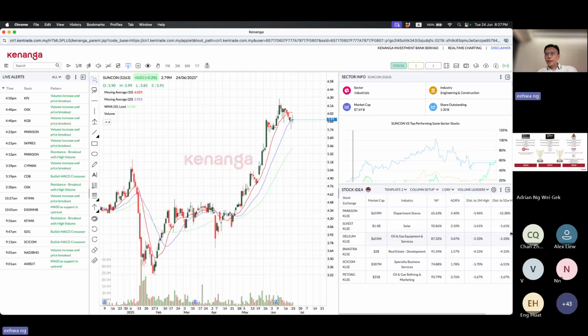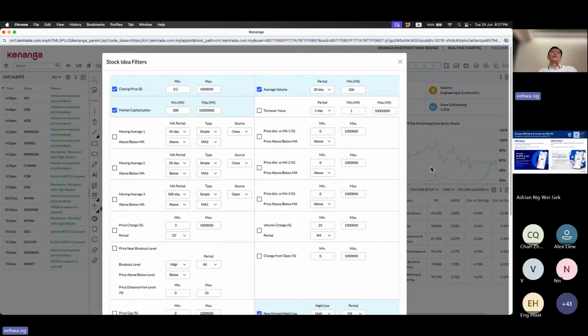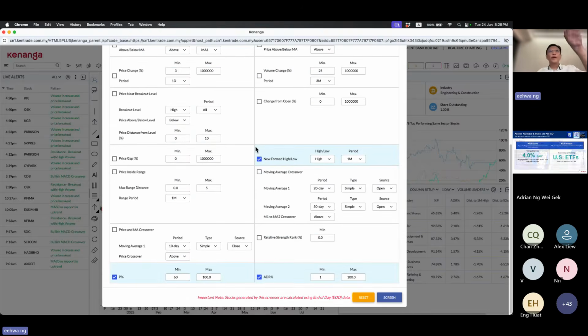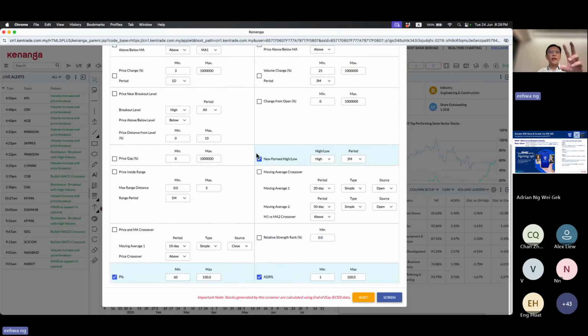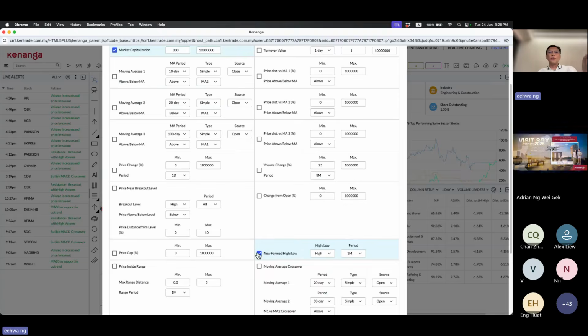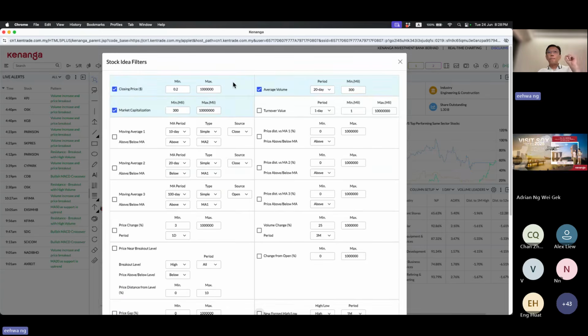So for stock idea, you can click on the setting button. This is where the money is. Today, how do you know tomorrow what stock to monitor, what stock to buy? You do your setting here, and you will find a lot of trading ideas. I'm going to share with you a few settings that you can use to find the ideas. Let me get rid of this first. The first basic settings that everybody should do.